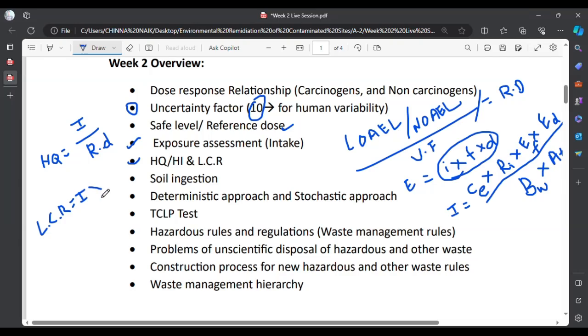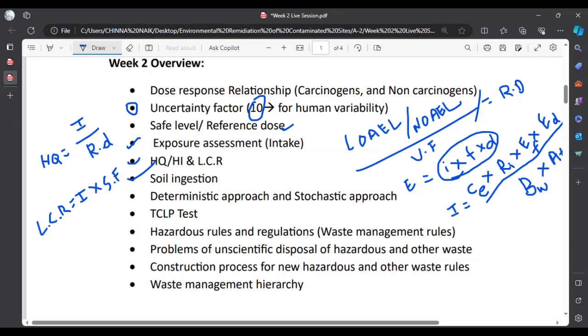So for lifetime cancer risk, we calculate lifetime cancer risk by intake multiplied by slope factor. Okay, and then again soil ingestion. For soil ingestion also, we have to calculate intake. Again there is a formula.